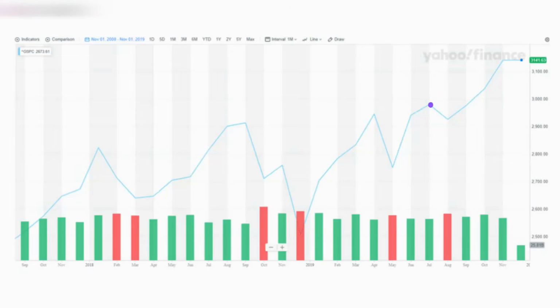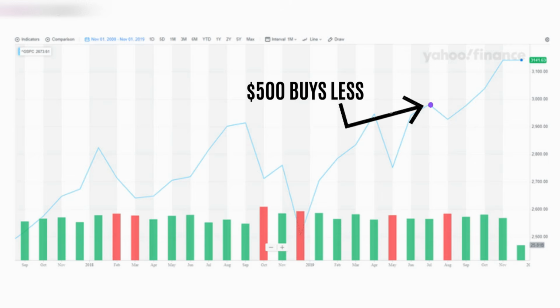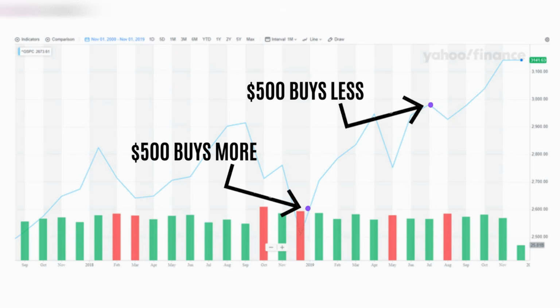So the number of shares that you get for your $500 will also vary. When the S&P 500 is high, your $500 gets you fewer shares. And when the S&P 500 is low, your $500 will get you more shares. Do you see what's happening there? When the market is high, you buy less shares, and when the market is low, you end up buying more shares. That is how dollar cost averaging works.